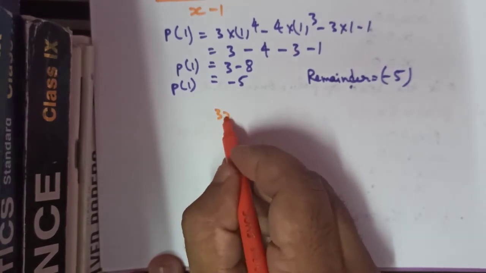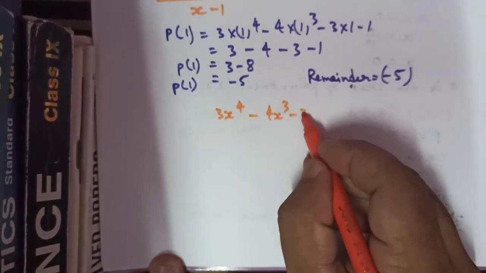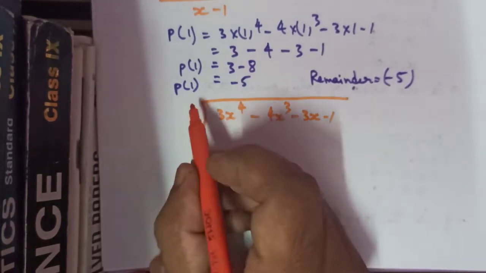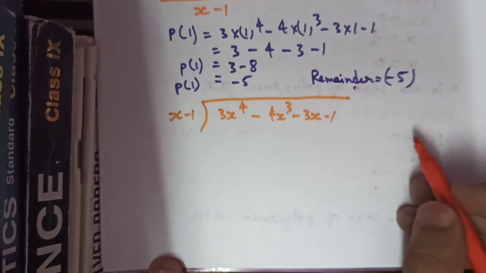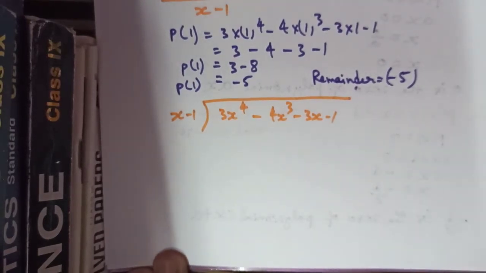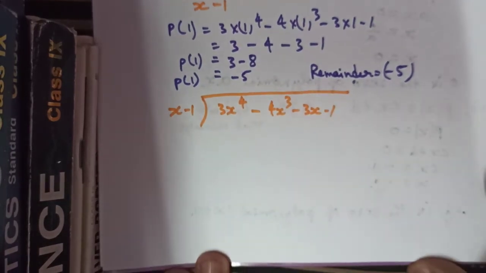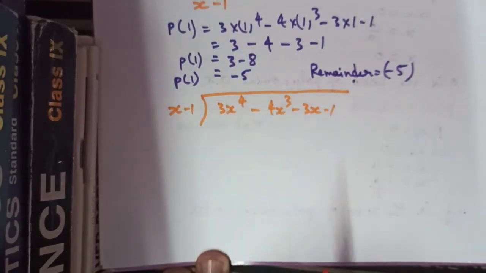So we have written 3x power 4 minus 4x cube minus 3x minus 1, and we are dividing it by the divisor, that is x minus a, x minus 1. So now how will we proceed? You will see the first step. For those of you who are having problems with division from your junior classes, I am explaining this method also, how you will divide the given polynomial by a linear polynomial.